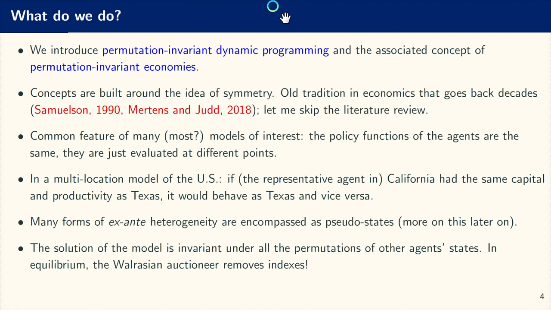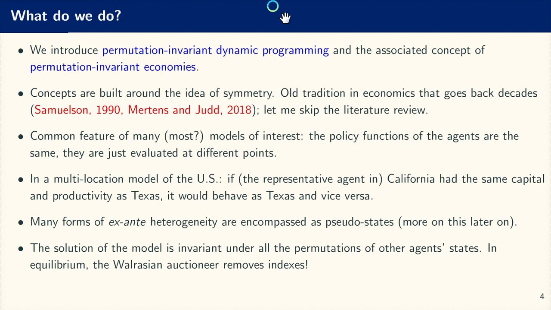The common feature of most models, perhaps of interest, is that the policy functions of the agents are the same. They are just evaluated at different points. That's our idea of symmetry today. Let me give you a very concrete example. Let's go back to our multi-location model of the US.